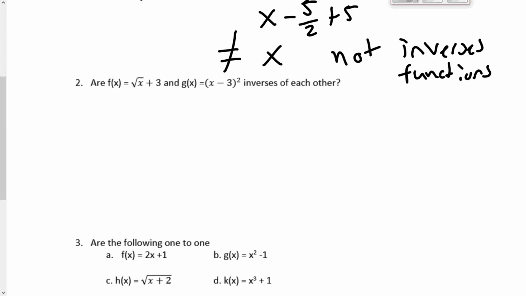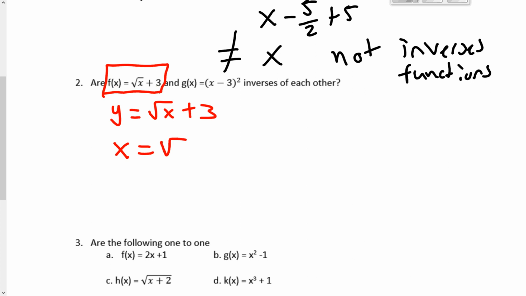Another way that you can do this is to take one equation without using the definition. This one doesn't say I have to use the definition, right? So another way is to take this equation and find the inverse of it. That means switching my f of x to y, switching my x's and y's, and then solving for y. So let me write that up here.